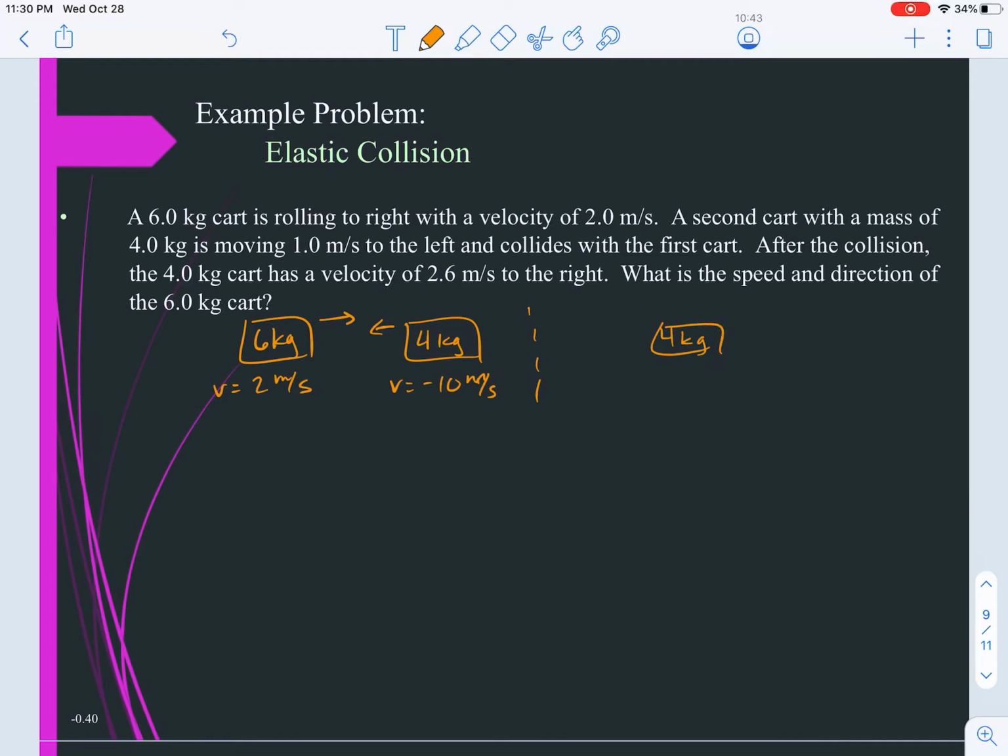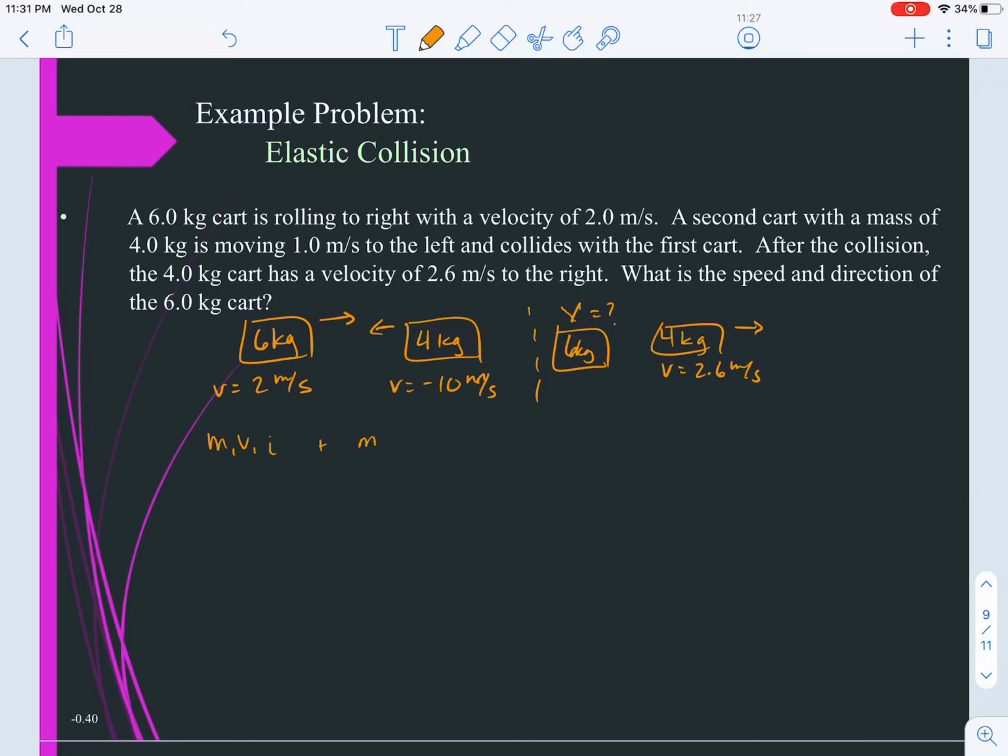Then they're going to collide. After the collision, the 4 kilogram cart has a velocity of 2.6 meters per second to the right, so it stays positive. What is the speed and direction of the 6 kilogram cart? All right, so now we have a question. What is the speed and the direction of the 6 kilogram cart? So this velocity is what they are asking us to solve for, okay?